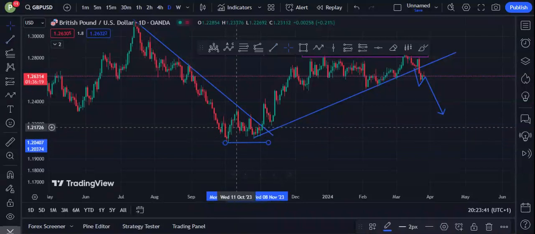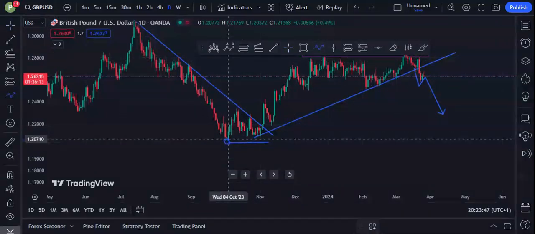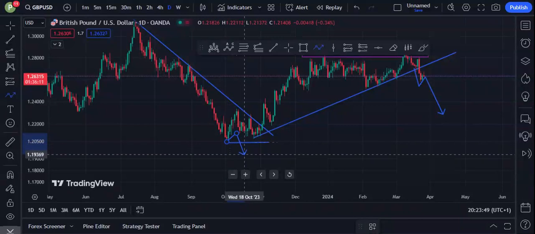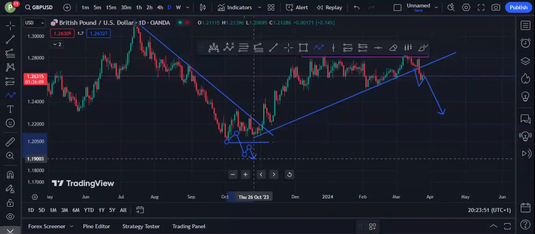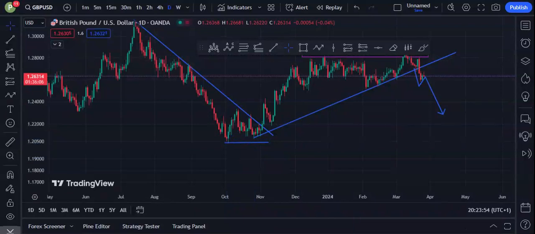Now, the market was meant to come down and break here. What I mean is simple. The market was meant to go for a pullback, break, and continue its trend downwards. But what did the market do? The market reversed. And how do you know when the market is going to reverse? That's probably the reason you are watching this video right now.